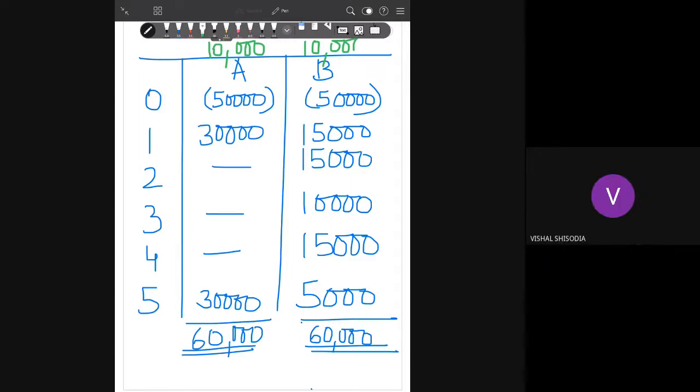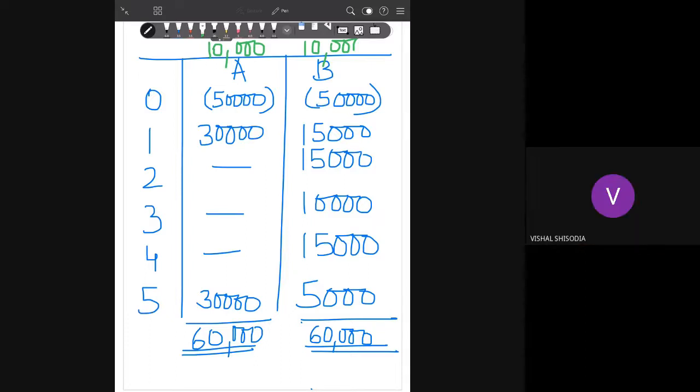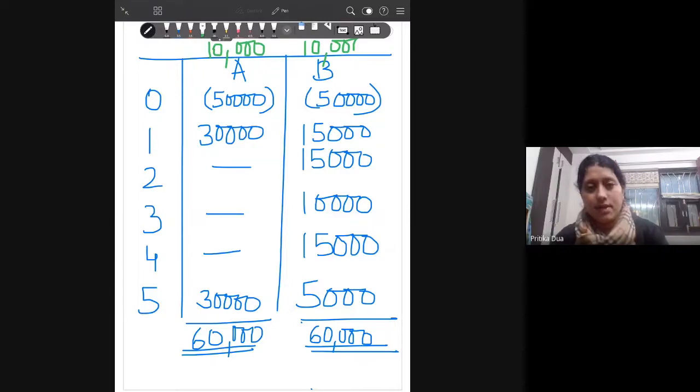Ma'am, because in the case of machine B, we are getting a consistent amount of money. Absolutely right. We are getting money consistently. Yes, that's the right term to use there. That we are getting a consistent cash inflow into the business. There is a continuity of benefits to the firm, which is missing in machine A.